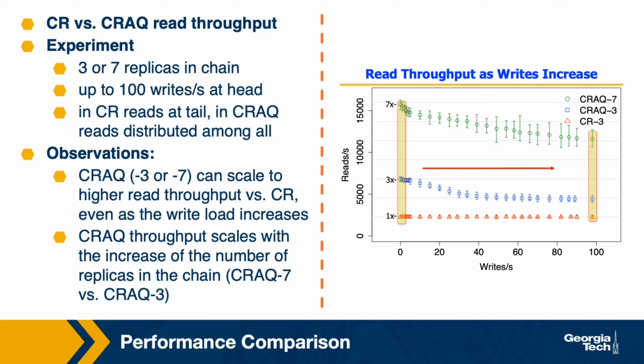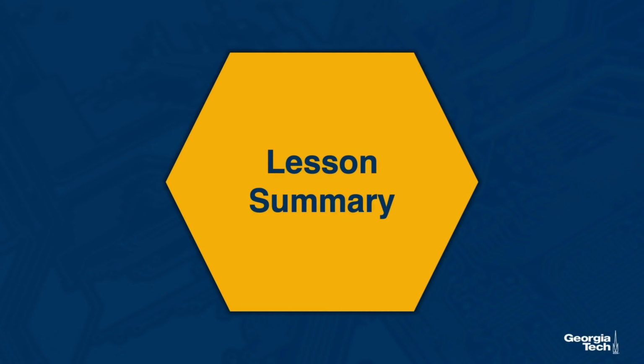We also see that CRAQ scales very well with the number of replicas. We would expect that if we now create a system where we introduce 7 replicas as opposed to 3 replicas, that kind of system will be able to handle much higher number of read requests. We see in this graph that CRAQ 7 does deliver nearly 7x higher read throughput compared to CRAQ 3, CRAQ with 3 replicas. Let's summarize this lesson.